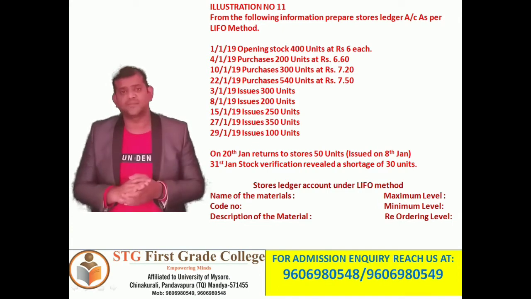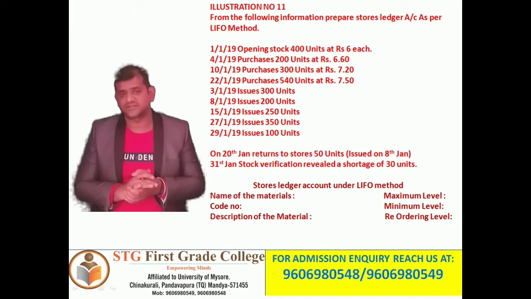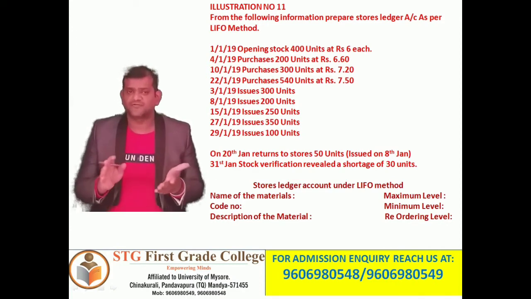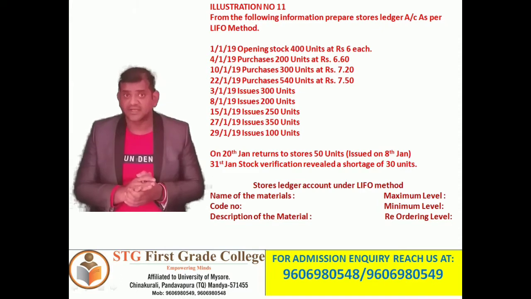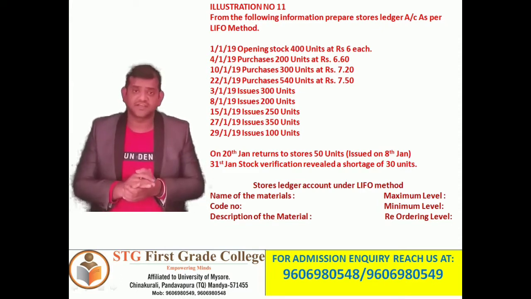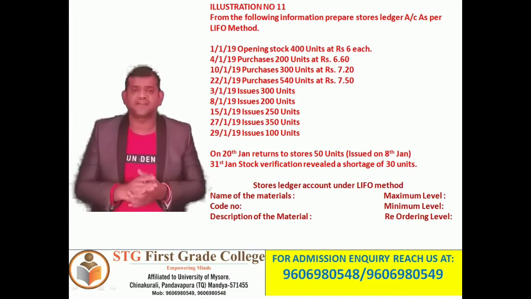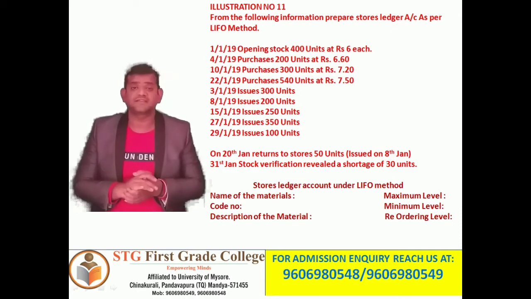See, in this problem, he has given opening stock in the first line, and later he has given all purchases, like it might be on 4th January or 10th January or 22nd January. Clear? And thereafter, from 3rd January, he has given all issues: 3rd January, 8th January, 15th January, 27th January and 29th January were issues.